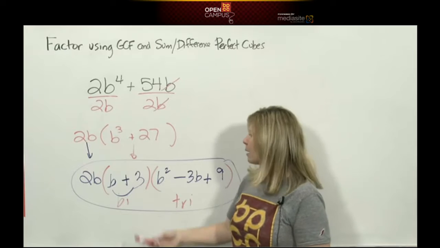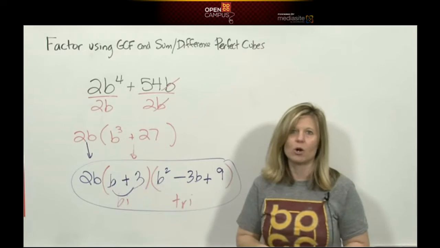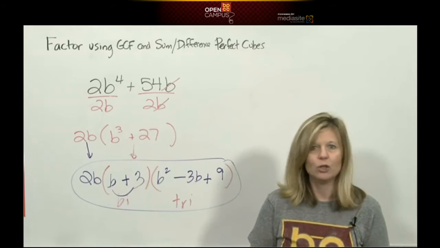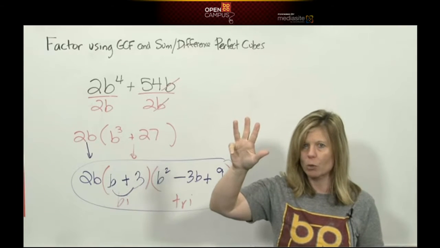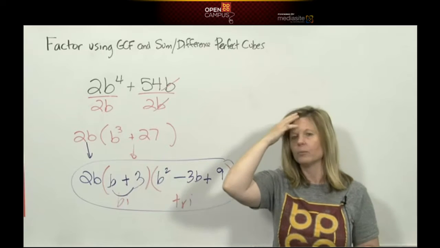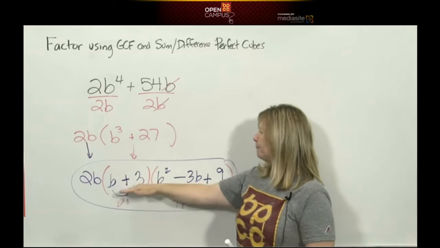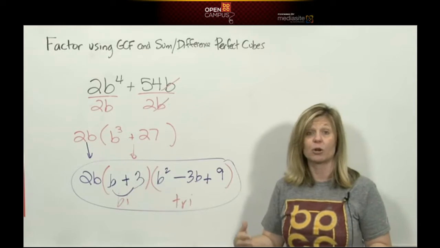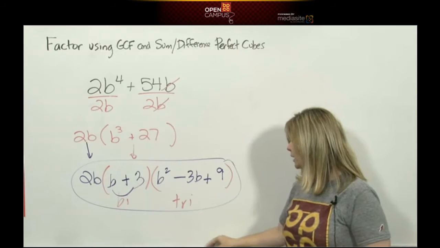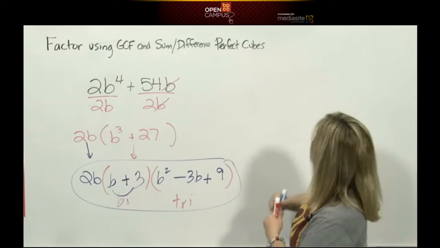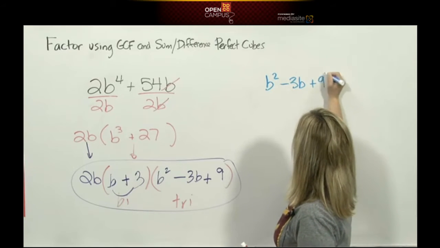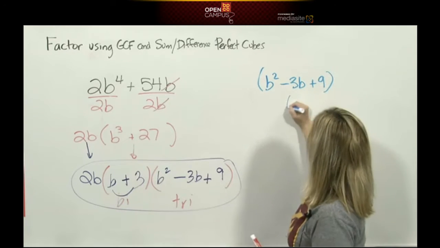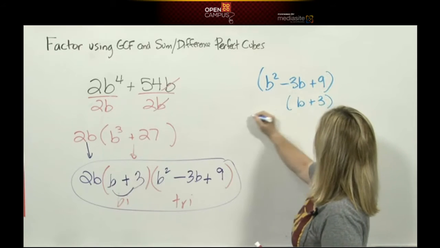Who remembers how to multiply a binomial times a trinomial? Do we do FOIL? No. FOIL is first, outer, inner, last. That's only for 4 terms. That's a binomial times a binomial. The only way we know how to multiply a binomial times a trinomial is like 3rd grade. We'd line it up vertically. So let's line it up. We take our trinomial, b squared minus 3b plus 9, and we multiply it to our binomial, b plus 3.